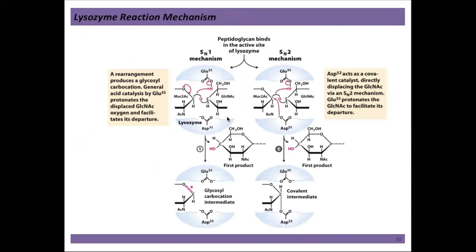And so here is a mechanism. This is out of a different book, so it looks a little bit different than what we do, but they show potential mechanisms either through an SN1 mechanism, where the leaving group's going to leave behind a carbocation, or through an SN2 type mechanism. In both cases, you're going to have glutamic acid here at position 35 that acts as the acid.